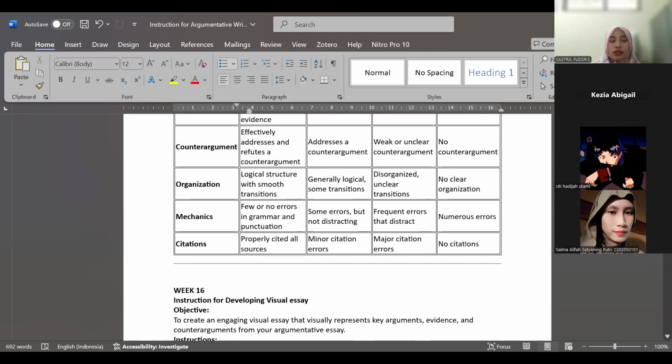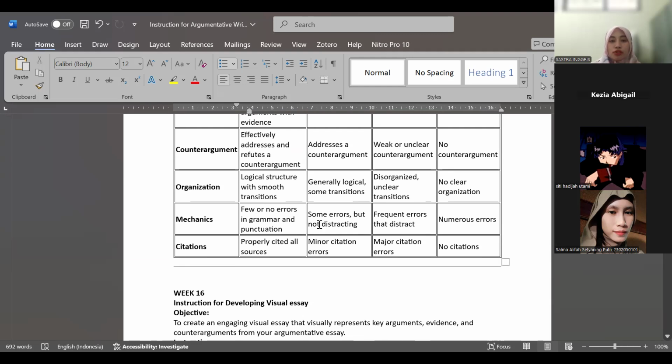And then the organization. Do you use a logical structure? Are there any transitional words in order to move the main point of the discussion, especially when you move from the first argument on to the second argument? How would you try to connect this argumentation effectively?